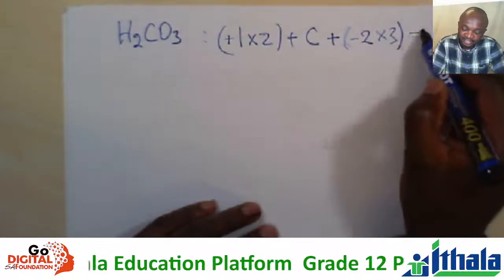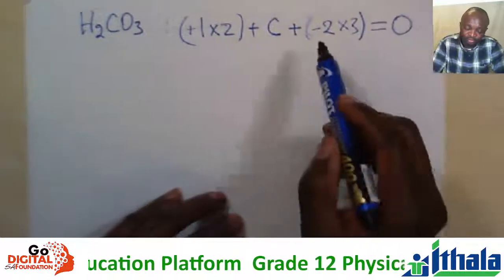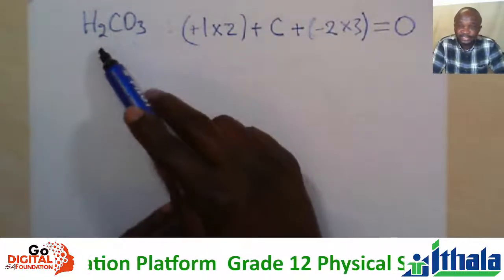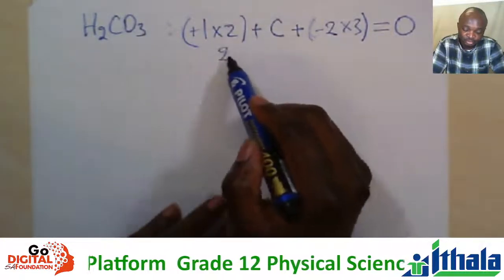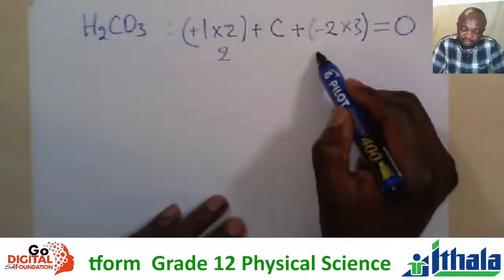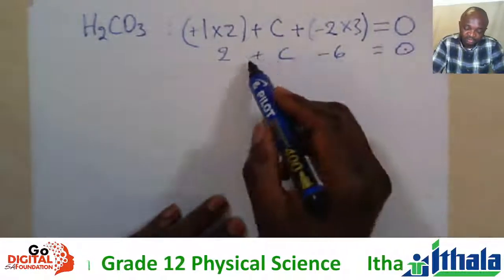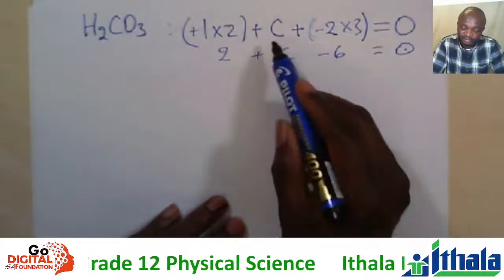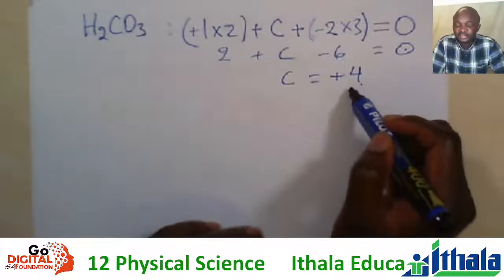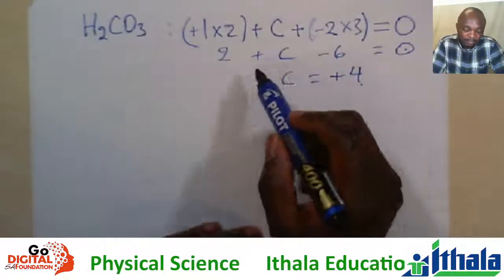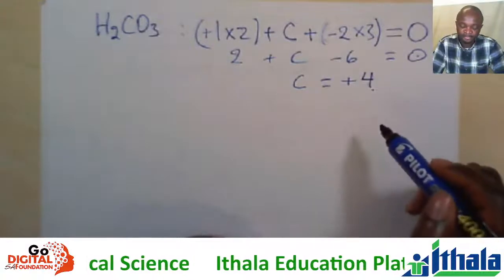Now the whole formula combined must give us 0, because it is a neutral substance. So we can do the math: we have 2, plus C, plus negative 6, plus carbon, equals 0. So that gives negative 4, and when we transpose, C is equal to positive 4. That means the oxidation number of carbon in H2CO3 is positive 4, right?